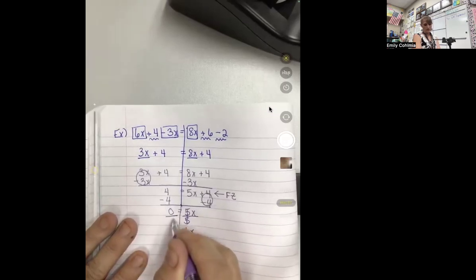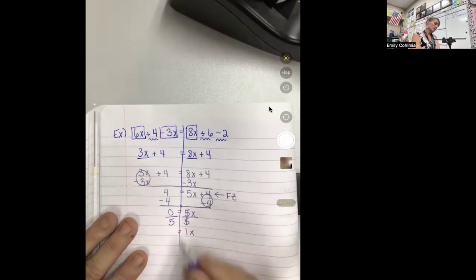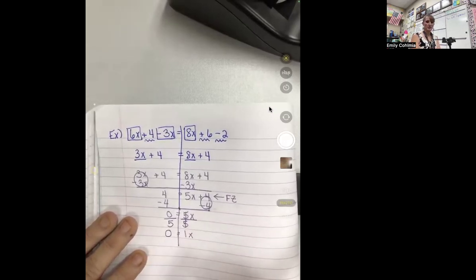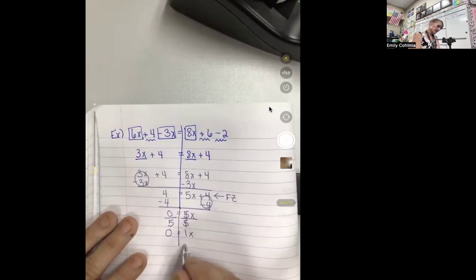Whatever we do to one side, we have to do to the other. And 0 divided by 5, if you aren't sure, put it in your calculator. But 0 divided by 5 is going to give us 0. So in this case, x equals 0.